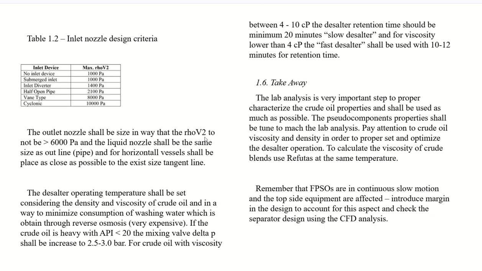For crude oil with viscosity between 4 to 10 centipoise, the desalter retention time should be minimum 20 minutes, a slow desalter, and for viscosity lower than 4 cP, the fast desalter shall be used with 10 to 12 minutes of retention time. So when the viscosity is lower, the detention time can be reduced, because high viscosity means high residence time in the desalter.